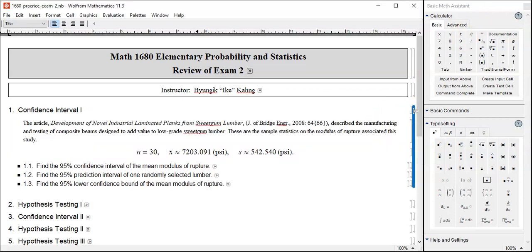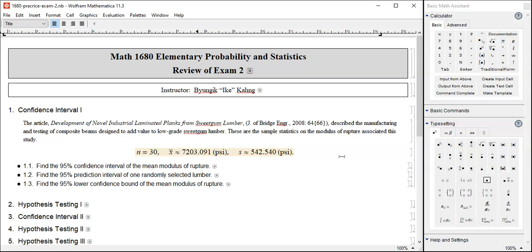Okay, let's begin. The article, Development of Novel Industrial Laminated Planks from Sweet Gum Lumber, Journal of Bridge Engineering, 2008, describes the manufacturing and testing of composite beams designed to add value to low-grade sweet gum lumber. These are the sample statistics. As you see from this source, these are not made-up numbers. These are actually coming from a real-life study. Let's do some real-life application using elementary statistics.